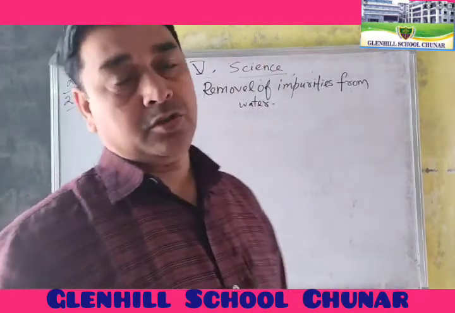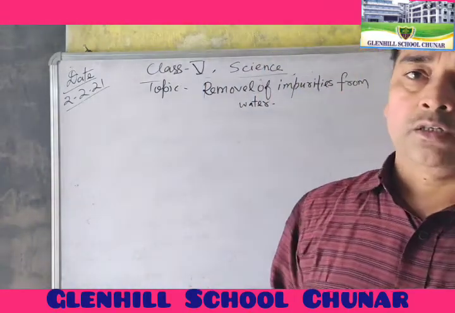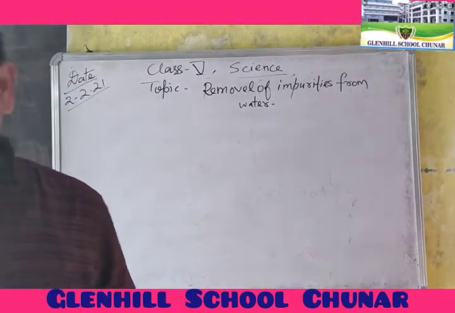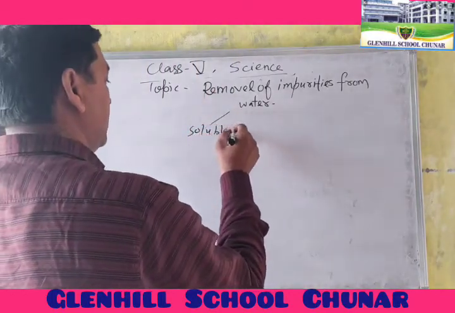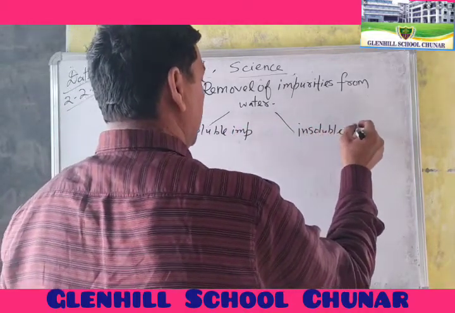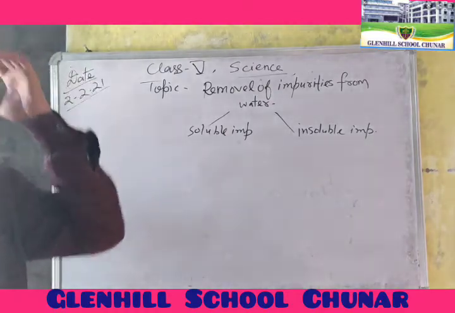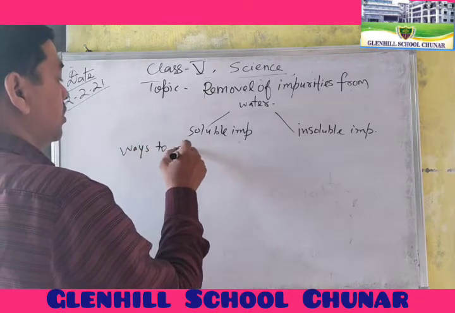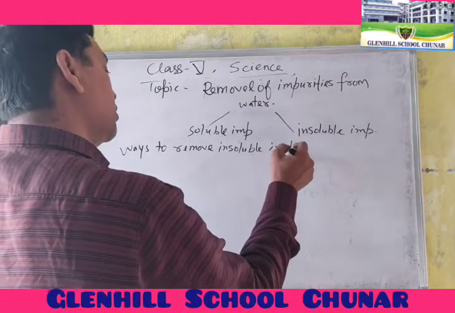An impurity that is dissolved in water is called a soluble impurity, and one which is not dissolved in water is called an insoluble impurity. Different methods are used to remove the soluble and insoluble impurities from water. First, ways to remove insoluble impurities.